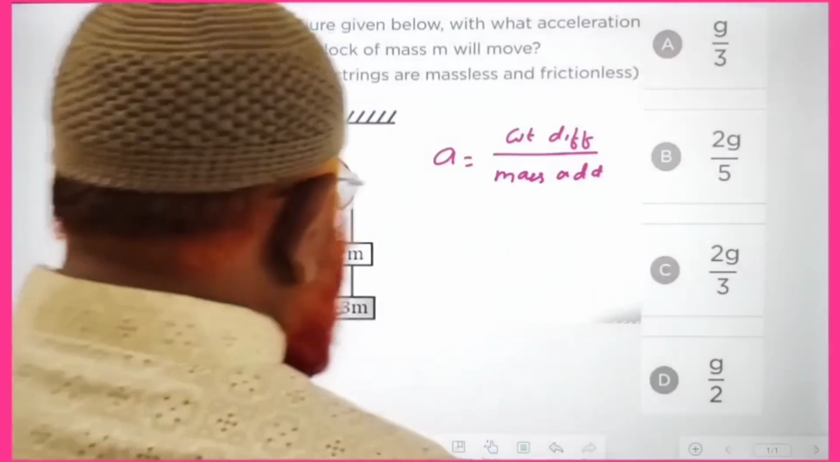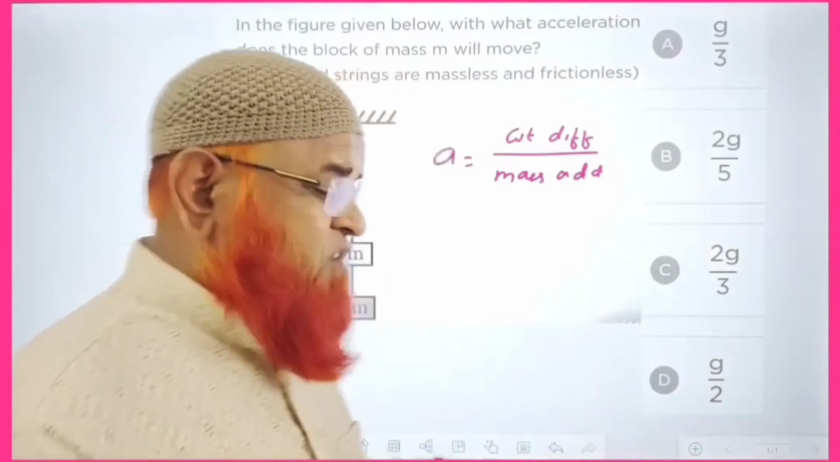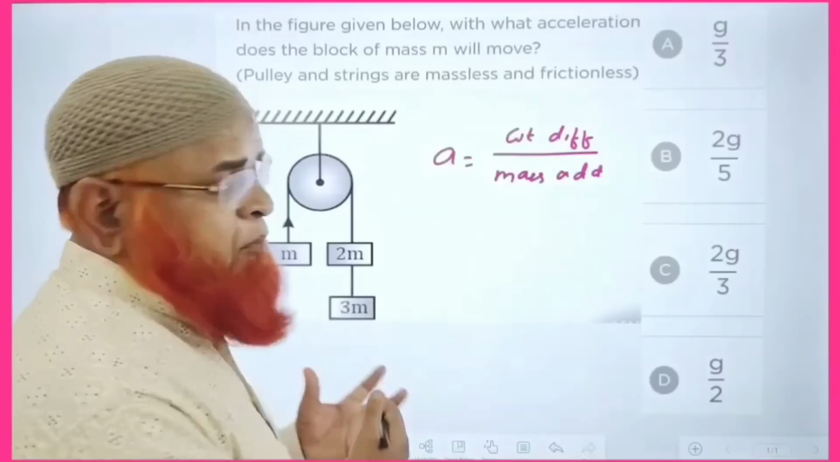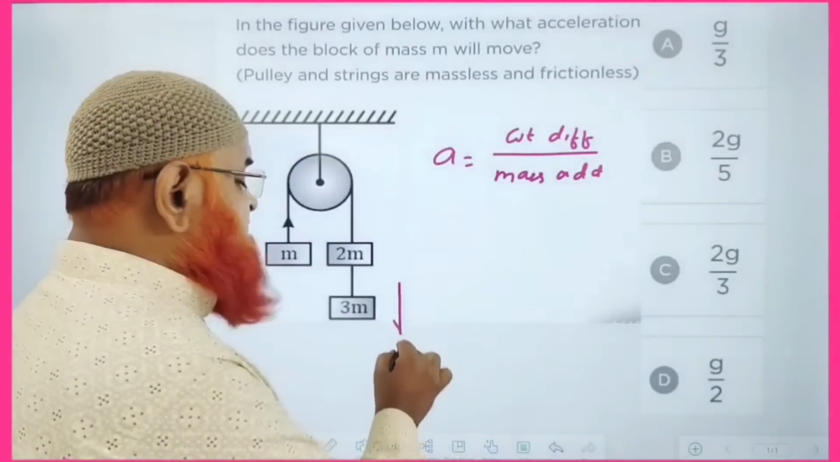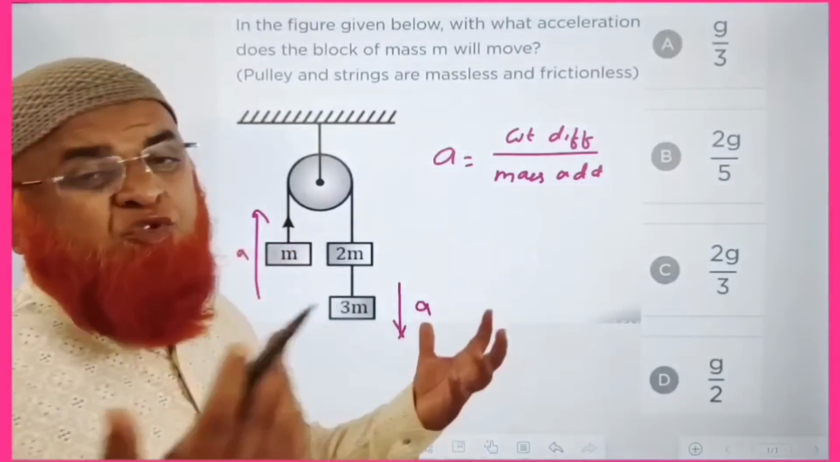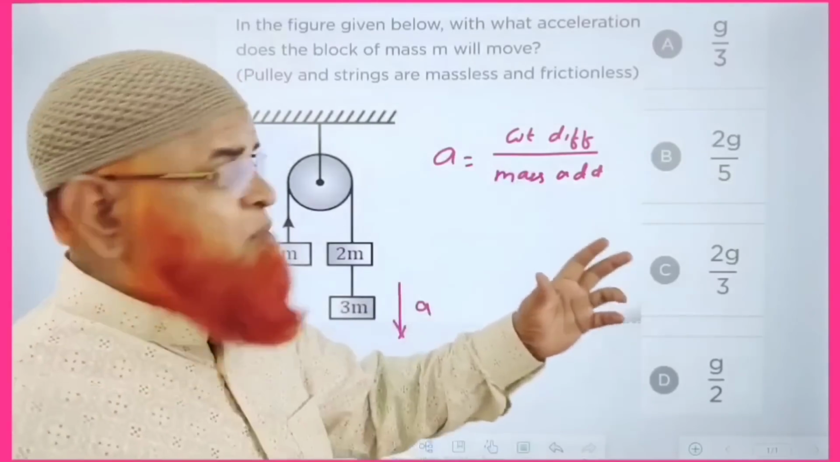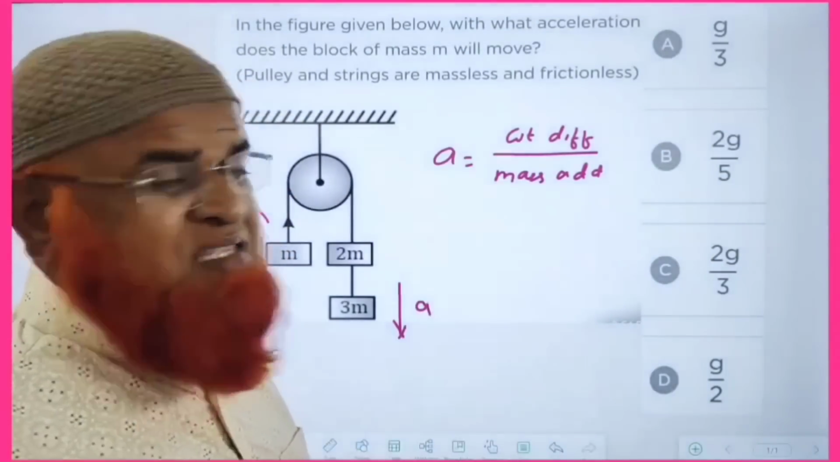My dear students, I'll tell you a shortcut formula for this kind of problem. You can just see here the system in which there are 3 blocks. He's asking us to find the acceleration of this system. You all know this is heavy, so it goes down with an acceleration. This is lighter, so it goes upwards with the acceleration. I've got a shortcut formula for it. Acceleration is nothing but weight difference by mass addition.